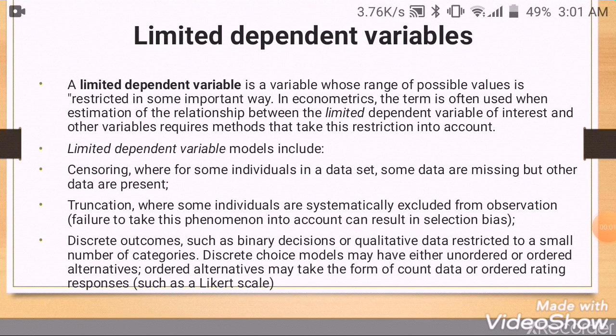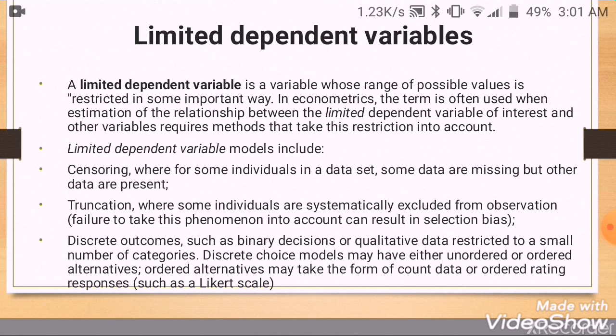Hello everyone, my name is Mahad, roll number 3. Now I will discuss the topic about limited dependent variables. A limited dependent variable is a variable whose range of possible values is restricted in some important way. In economics, the term is often used when estimation of the relation between the limited dependent variable of interest and other variables requires methods to take this restriction into account.